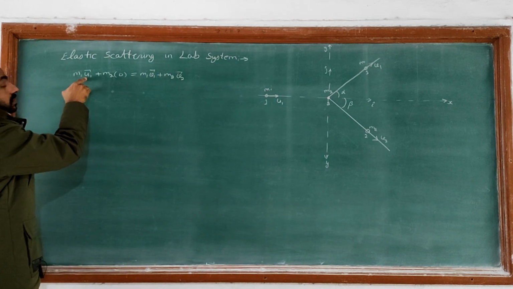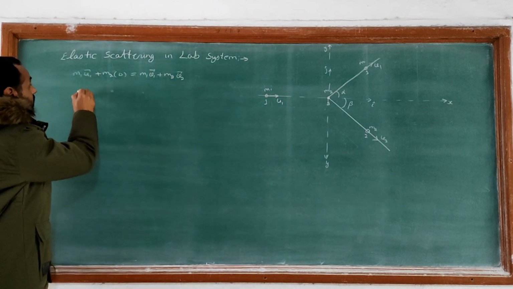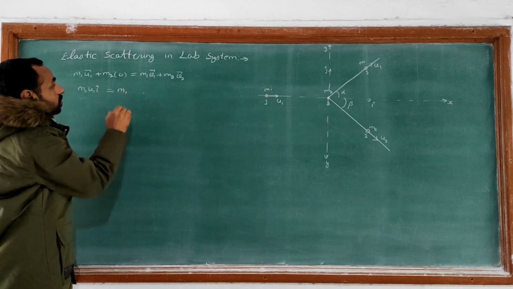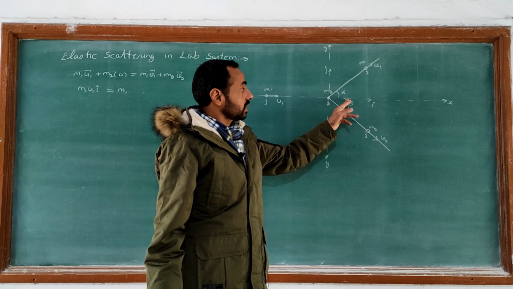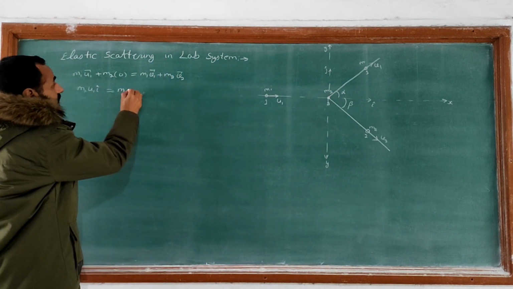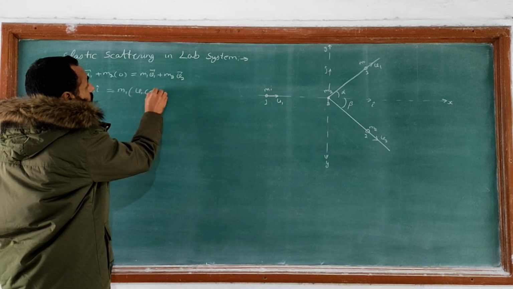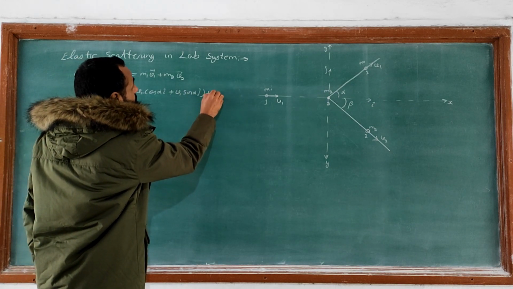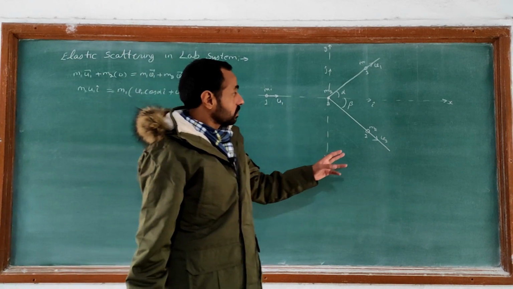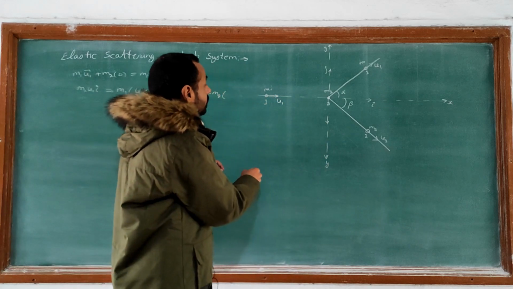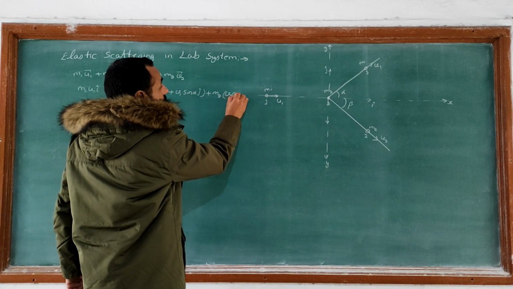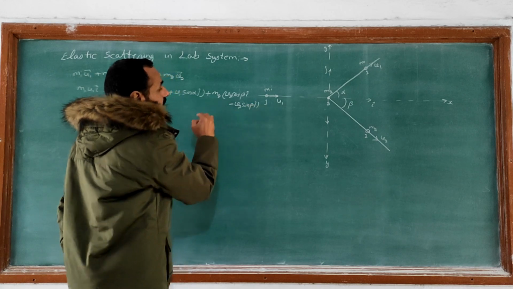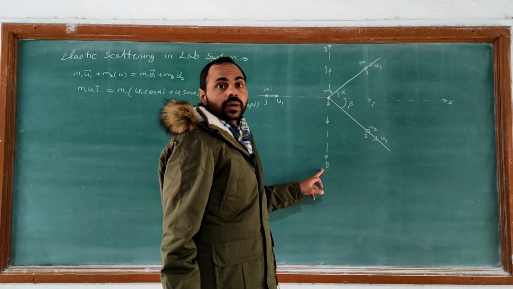Now this velocity u1 is along the x-axis, so we can write it as m1 magnitude u1 times unit vector i cap, which is equal to m1 times v1. Now v1 is in the xy plane, so it is better to write it in terms of components i cap and j cap. So I will write it as v1 cos alpha i cap plus v1 sin alpha j cap, plus m2 and velocity v2 in terms of components i cap and j cap is v2 cos beta i cap minus v2 sin beta j cap. Why do I write the negative sign? Because it is along the negative y-axis.